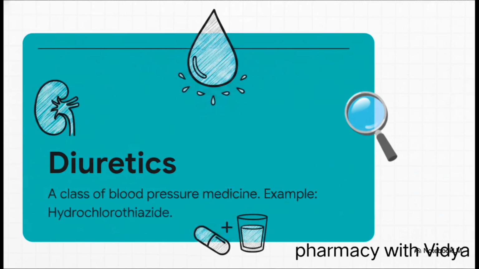Finally, we round out our 5 families with diuretics. A lot of people just casually call these water pills. The standard bearer you really got to memorize for this group is hydrochlorothiazide.